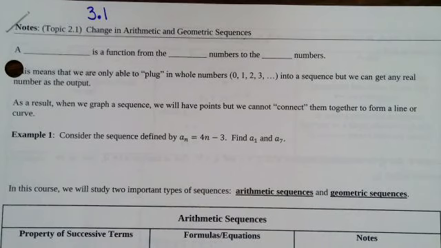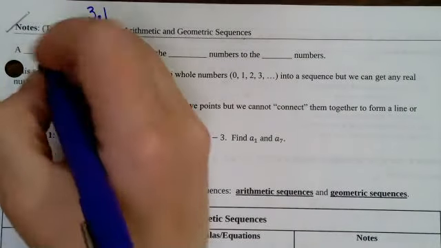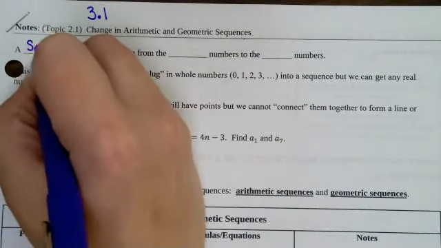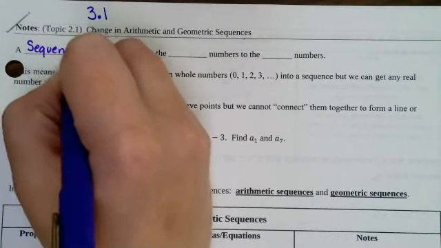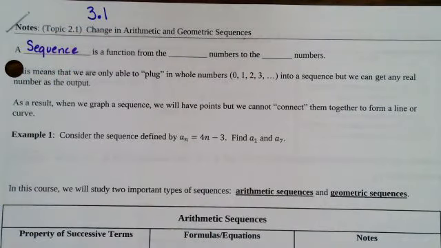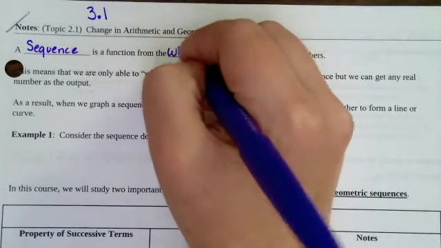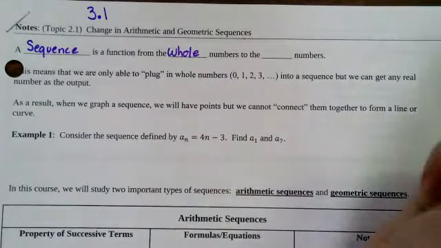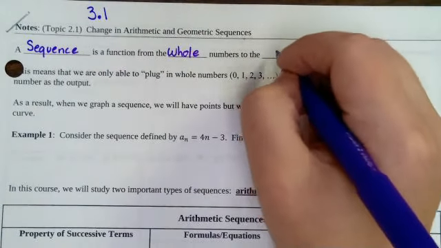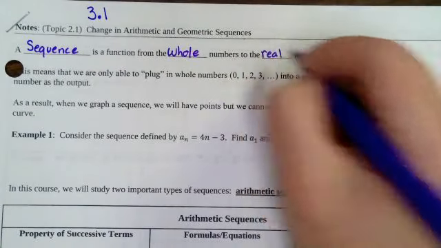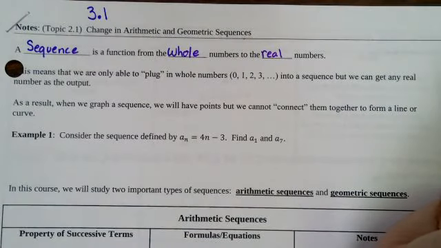So, all right, let's talk about sequences. So sequences, that's what we're talking about here. A sequence, we're just going to fill in these different places. A sequence is a function that goes from whole numbers, so all of your inputs will be whole numbers, to the real numbers. So all numbers that are outputs will be real. All of the inputs will be whole.